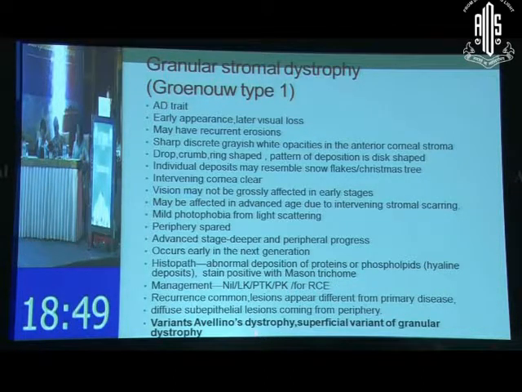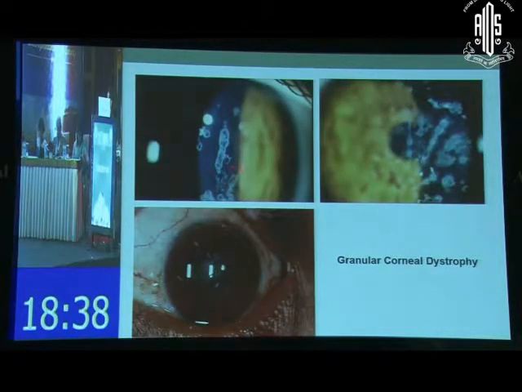The variant of granular dystrophy is Avellino corneal dystrophy, where it is associated with lattice kind of lesions, or a superficial variant, which I've talked about earlier. These are the different pictures which you may see in case of a granular dystrophy. This is a typical picture where there are multiple deposits in the stroma, the intervening cornea is clear, and the periphery is spared, or it may give you this kind of a Christmas tree pattern.